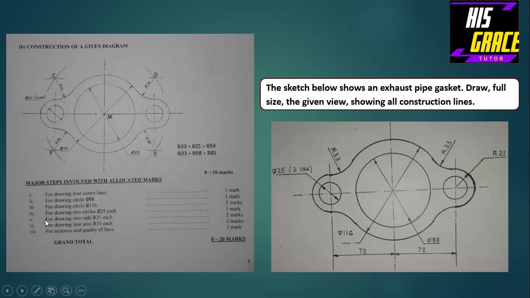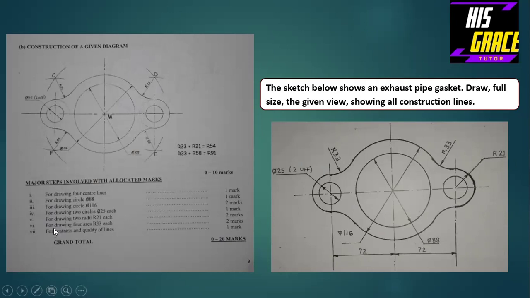Then we have here that for drawing 2 radii, R21 each, 2 marks are awarded to that. So that is for drawing this semicircle here and also for drawing this semicircle. So they awarded 2 marks to that. So the radius of this semicircle is 21 millimeters.